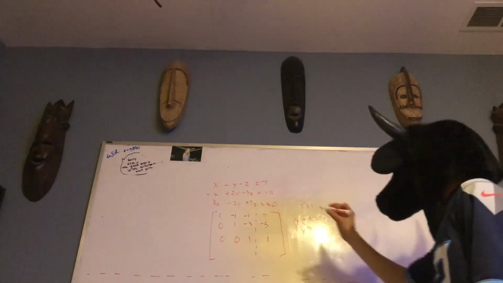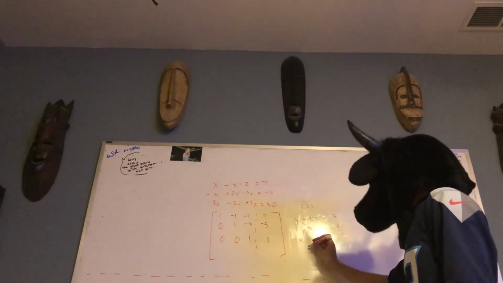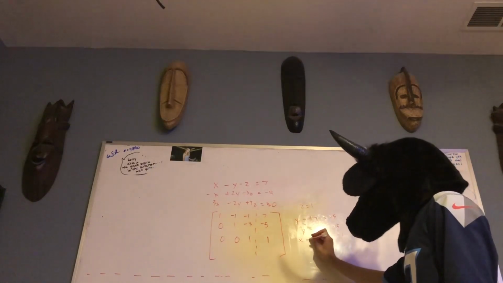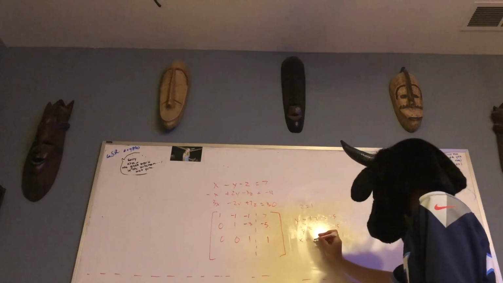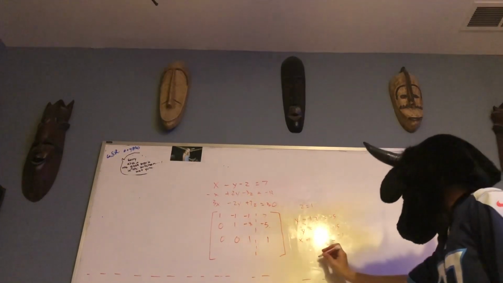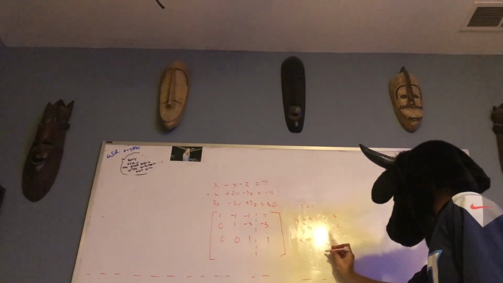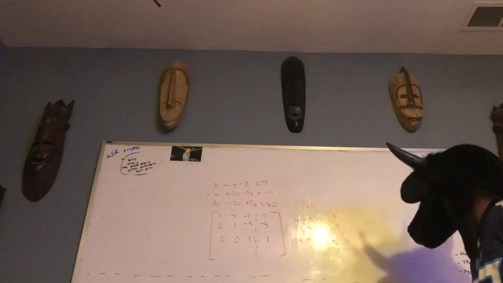And last but not least, we have x in our first position, x minus y, or just plus 1, minus z, or minus 1, equals 7. And you just have x equals 7, because the ones cancel each other out. And there you have it.